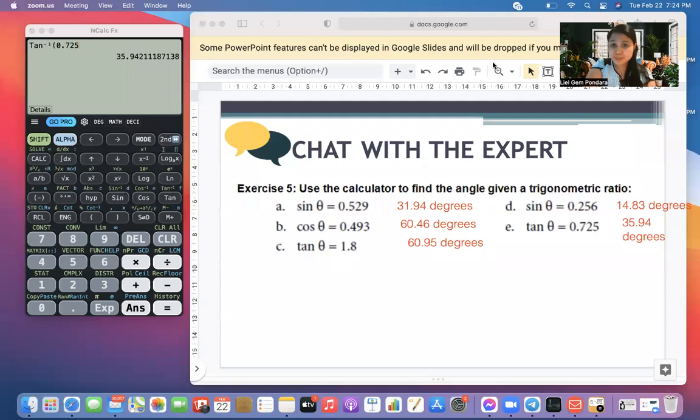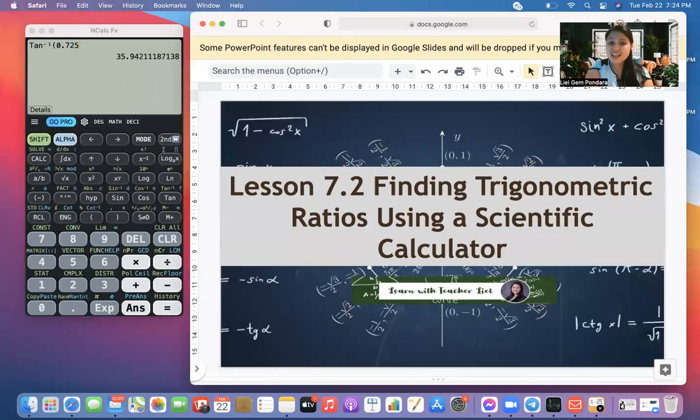Let me now clear the board. And this ends today's discussion on finding trigonometric ratios using a scientific calculator.